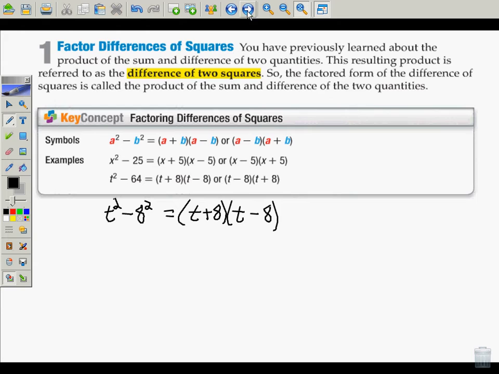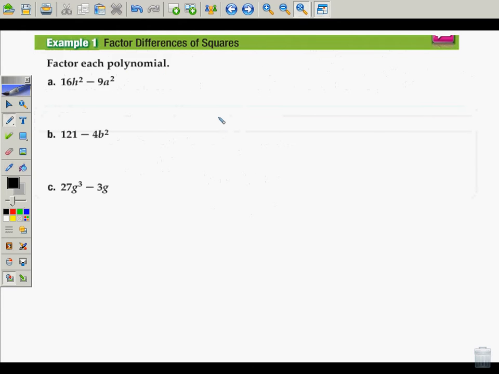So if we look at our first example, we want to factor each polynomial, and it's only going to work if we have two squares. Looking at this first part, I've got 16h squared, which I really know is 4h all raised to the second power, minus 9a squared, which I know is 3a all raised to the second power. Since I know it is something squared minus something else squared, I can use that formula. So I do 4h plus 3a times the quantity of 4h minus 3a.